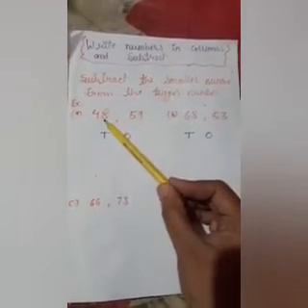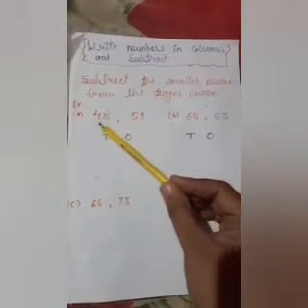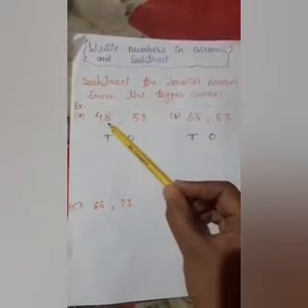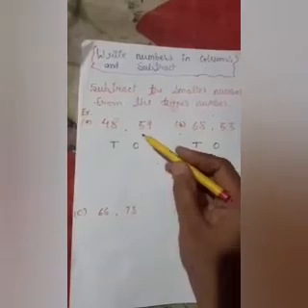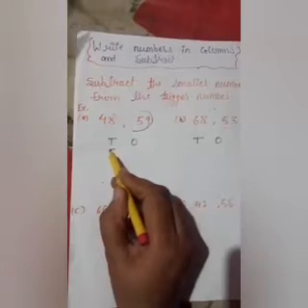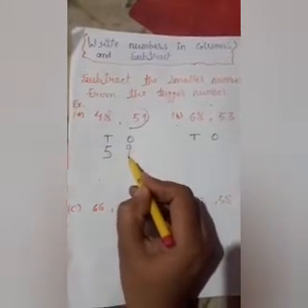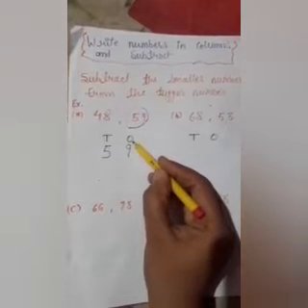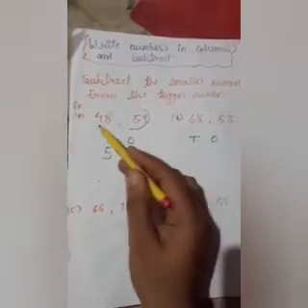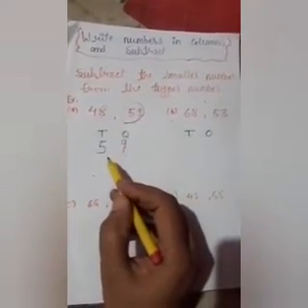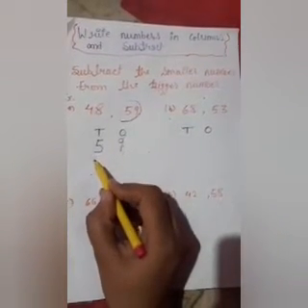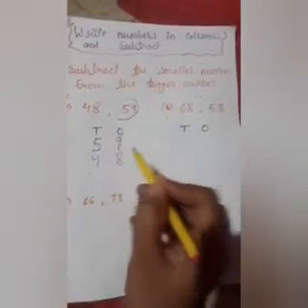In this example, which is the bigger number? Here is a 4 and here is a 5. So 5 is bigger than 4. So we will take 59 and write it on top: 9 is in the ones place and 5 is in the tens place, 5 tens and 9 ones. We will write the smaller number 48 below the bigger number: 4 tens and 8 ones.